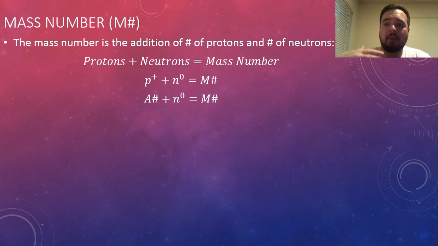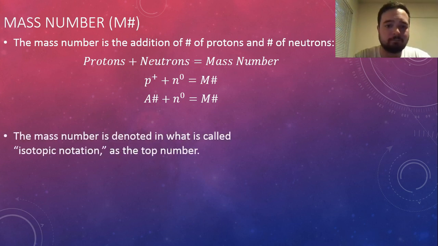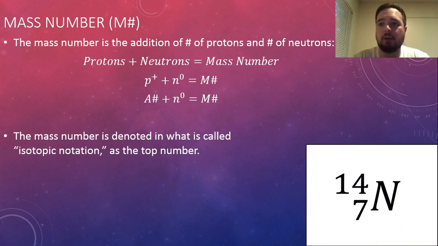Okay, so in some problems I may say there is a nucleus with 17 protons, or I could tell you that silicon has 17 neutrons in its nucleus. What's its mass number? That means you have to go to the periodic table, see the atomic number for silicon, and determine what the mass number is. The mass number is denoted in what's called isotopic notation, which we'll dive a little bit further into when we further discuss isotopes.